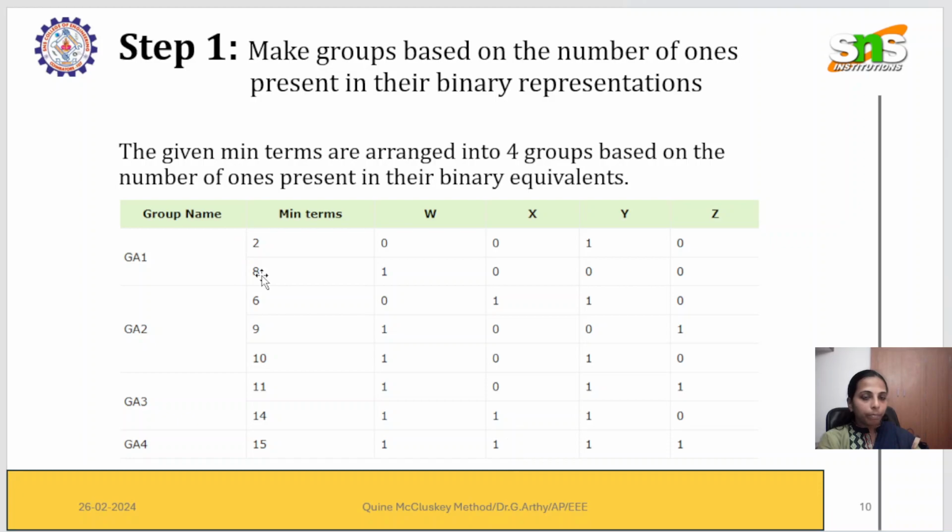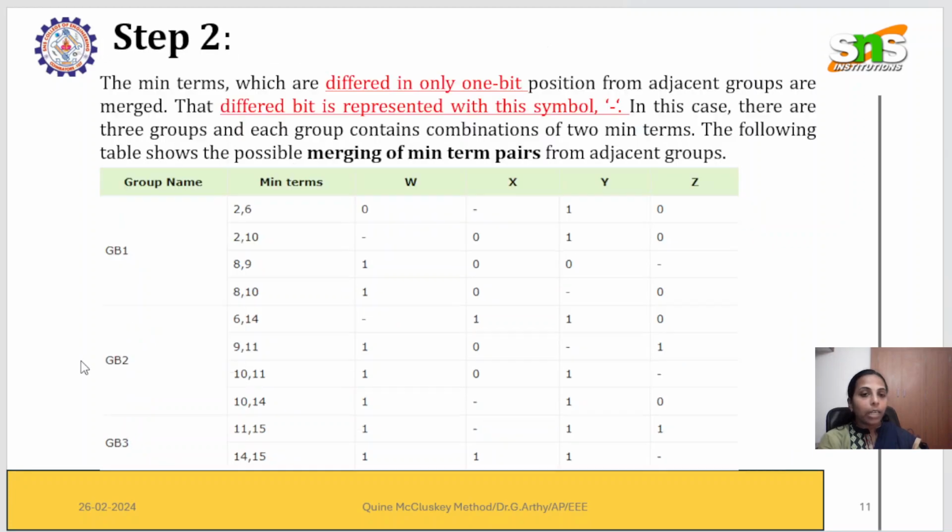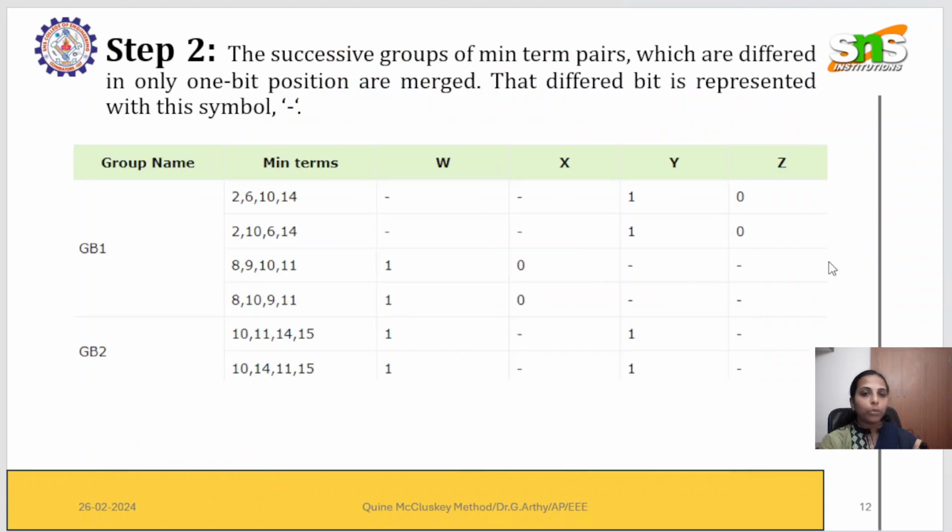Then let us consider the minterm 8. 8 has to be compared with 6, 9, 10, 11. If there is 1 bit variation between the binary digits, then they will form groups. Similarly, groups have been formed. So 8 and 9 is a group, 8 and 10 is a group, then 6 and 14, similarly groups are formed. Then coming to the next step, similarly we'll be dealing with all the minterms. All the possible groups have to be formed.